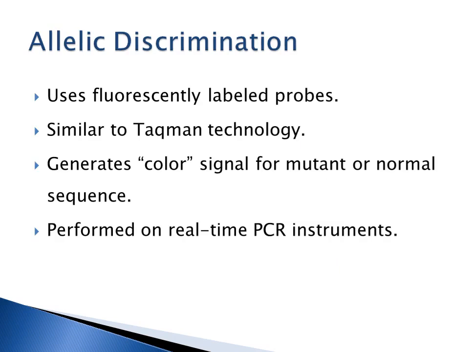Another method is allelic discrimination, which uses fluorescently labeled probes. This is similar to the TaqMan technology for real-time PCR. So you generate a color signal for your mutant or your normal sequence, so a different color. This is performed on your real-time PCR instruments.